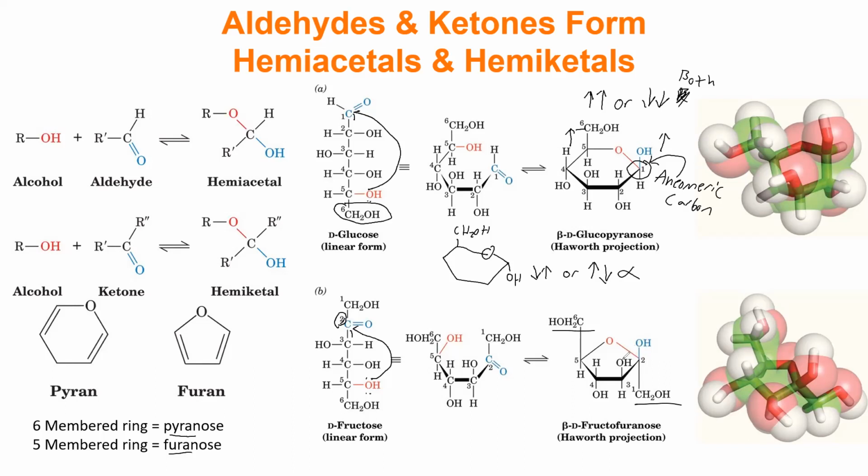Be aware we do this for both pyranoses and furanoses, both pyranose 6-membered rings and furanose 5-membered rings, where we look at the OH here, it's on carbon 2, that's pointing up. The CH2OH of carbon 6 is also pointing up. So here we have another beta sugar. Any questions about that idea?